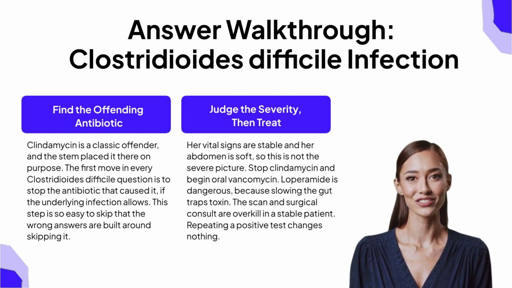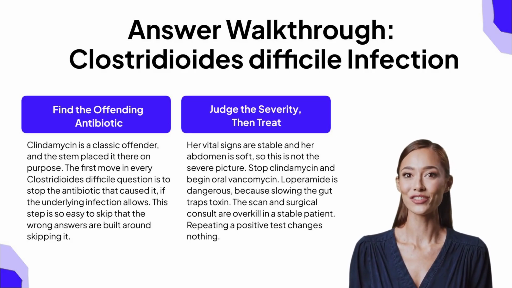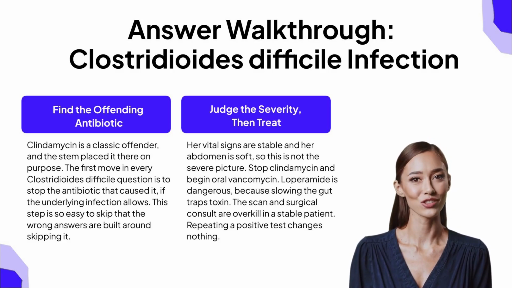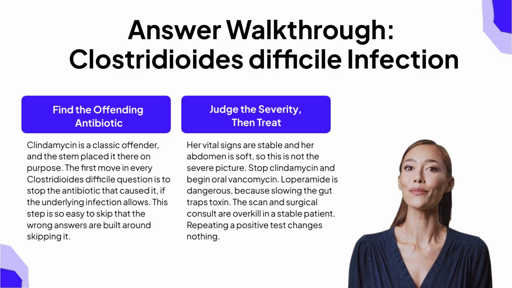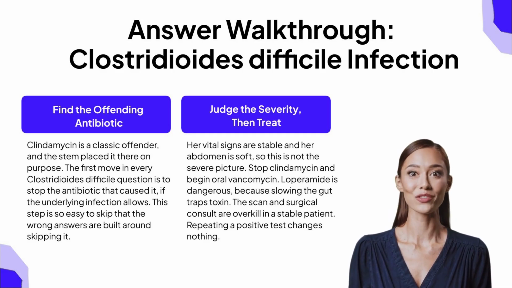Now the distractors. Adding loperamide is actively dangerous because slowing the gut traps toxin and it leaves the cause running. The scan with surgical consult is the overkill trap, planted for a patient with a soft abdomen and stable vital signs. Repeating a positive test changes nothing. The answer is stop clindamycin and begin oral vancomycin.